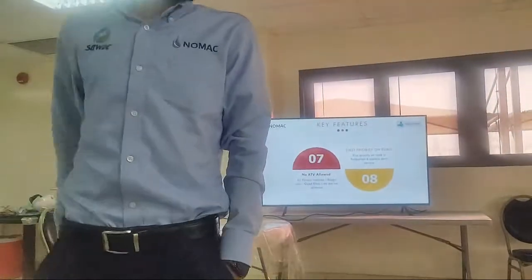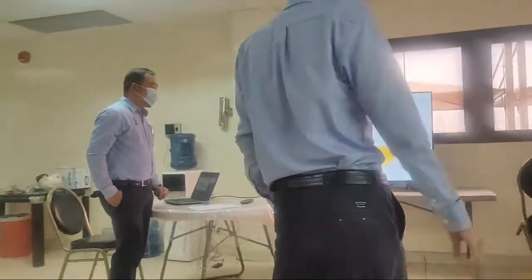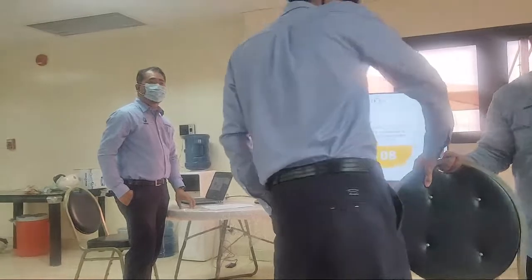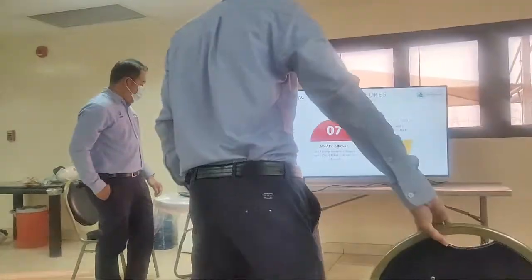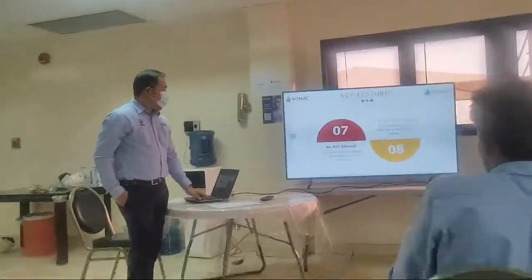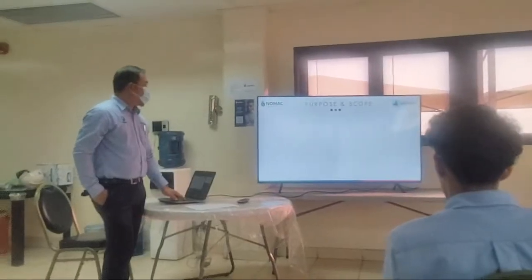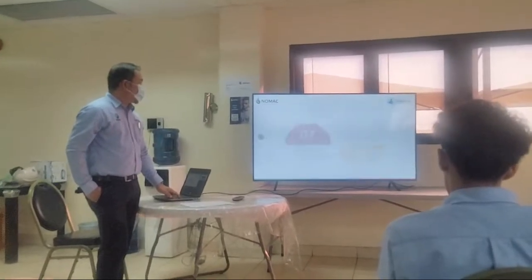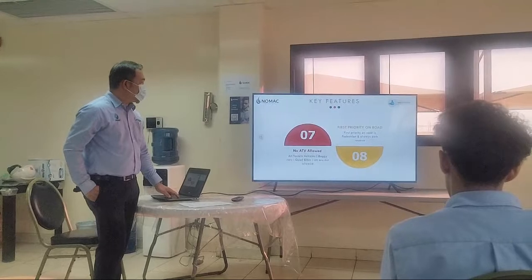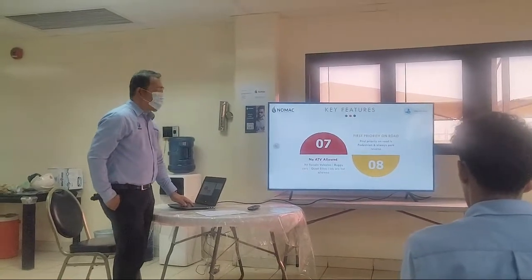No ATV allowed inside the land. Before, we were using ATVs, bikes or vehicles inside the plant. Because of the incidents that took place, it is now prohibited to use. First priority on the road is pedestrian. Always park in reverse.